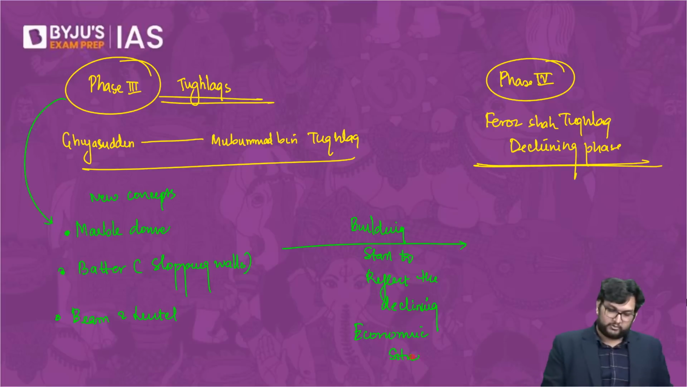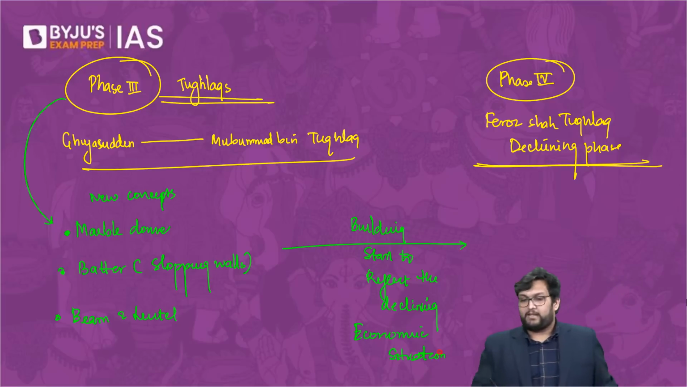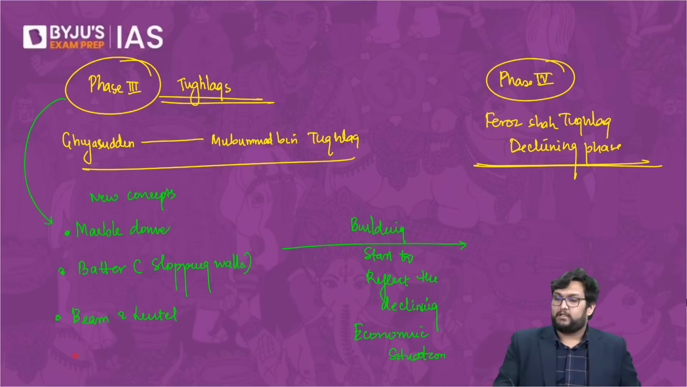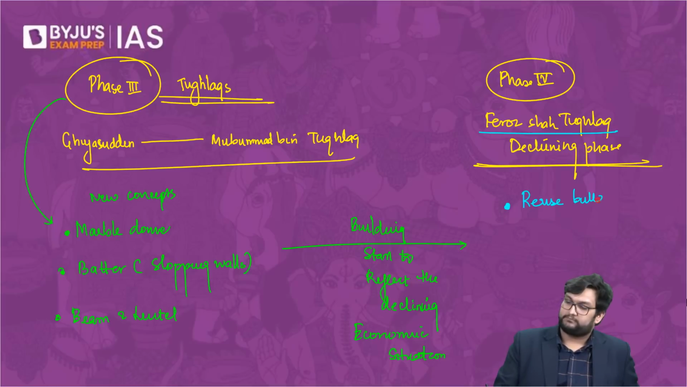And so much so that in Firoz Shah Tughlaq's declining phase, what we see is that he will reuse building material and he will start to produce non-decorated, very dull buildings.